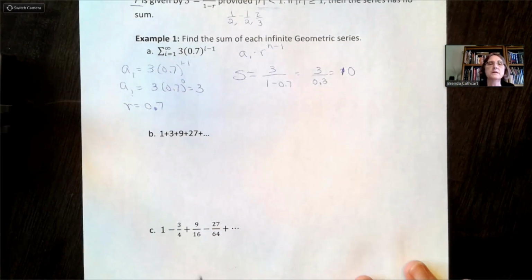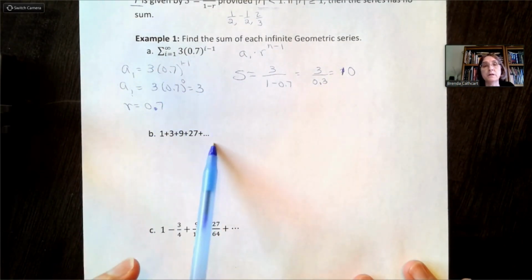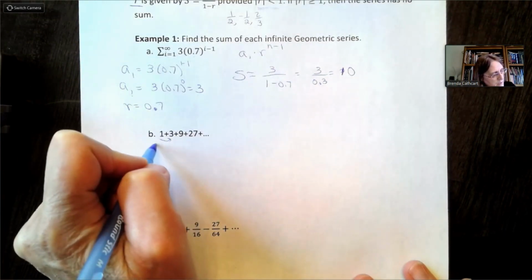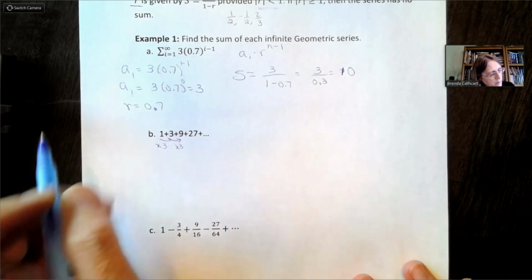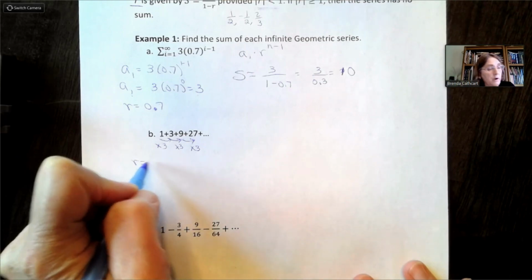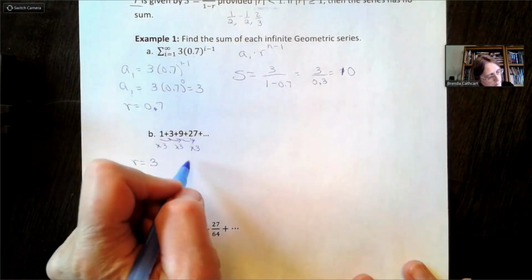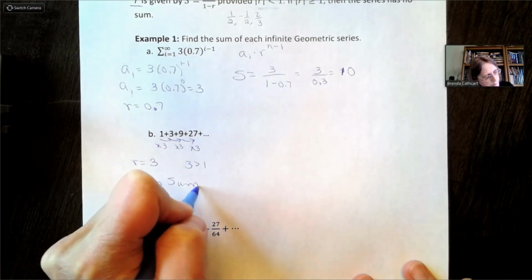Now let's look at our next example. It's written in a different form. It's an infinite sum. As we go from 1 to 3, it's multiplied by 3. 3 to 9 is multiplied by 3. Each time we're multiplying by 3. So our R here is 3. And since R is greater than 1, 3 is greater than 1, we have no sum.